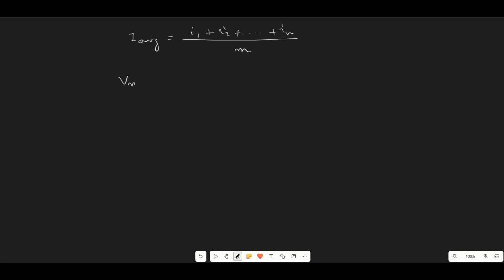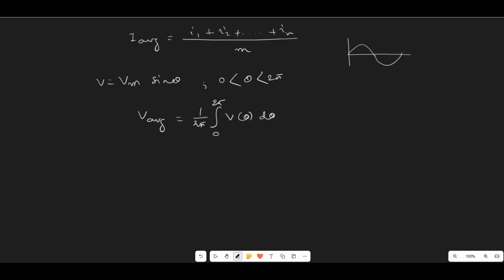So if we go for determining average voltage, this is the same as we have discussed already. So this is the value of V. Now V average is given by 1 by 2 pi, integration from 0 to 2 pi, V theta d theta. Now as you can see, the sinusoid has positive and negative values, so we are doing the same operation twice.